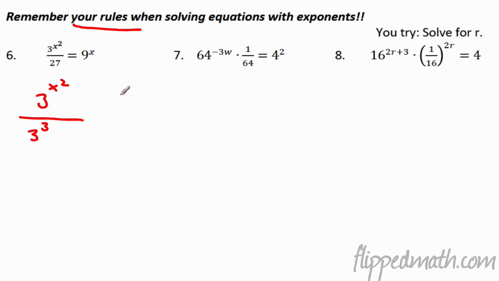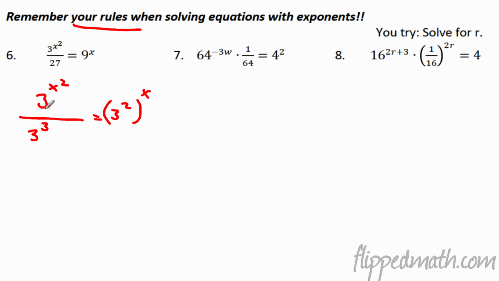3 times 3 times 3. And over here, we're going to have a 9, which is really 3 squared, right? And that's raised to the x power. So all I did was take all those numbers, and I noticed they are all powers of 3, so I rewrite them that way. Now I have my properties of exponents.